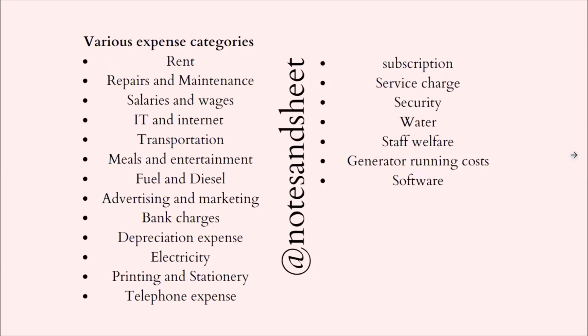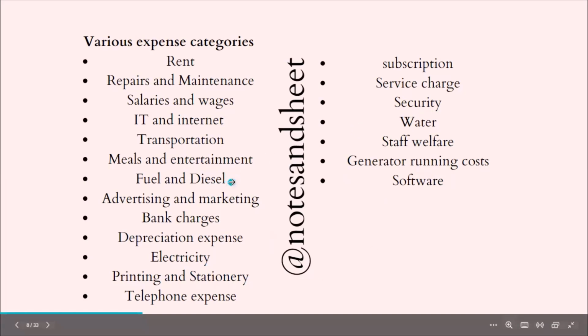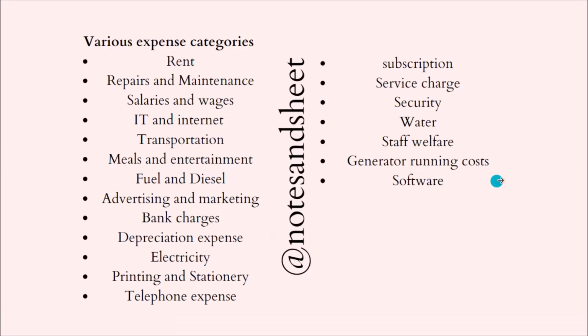Now, these are expense categories that you can use in your business. This is rent, repairs, and maintenance. So if you repaired gen, you repaired your AC, instead of you writing repairing of AC separate, repairing of gen, you can categorize everything under repairs and maintenance, right? Then salaries and wages, IT and internet, transportation, meals and entertainment, oil and diesel, advertising and marketing, and so on and so forth. So you can take a screenshot of these expense categories, and then you use it for your business, right?